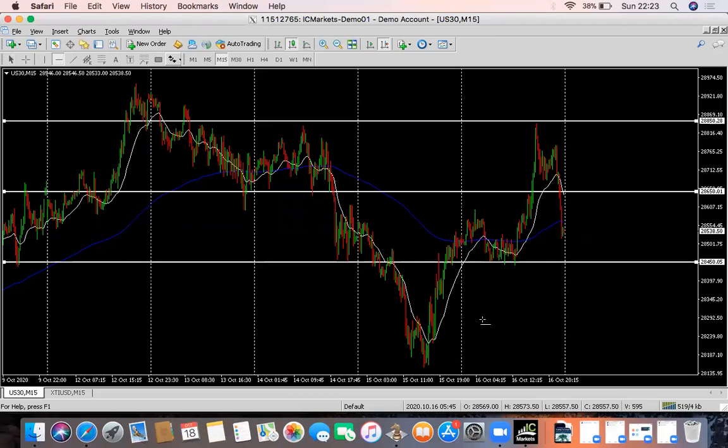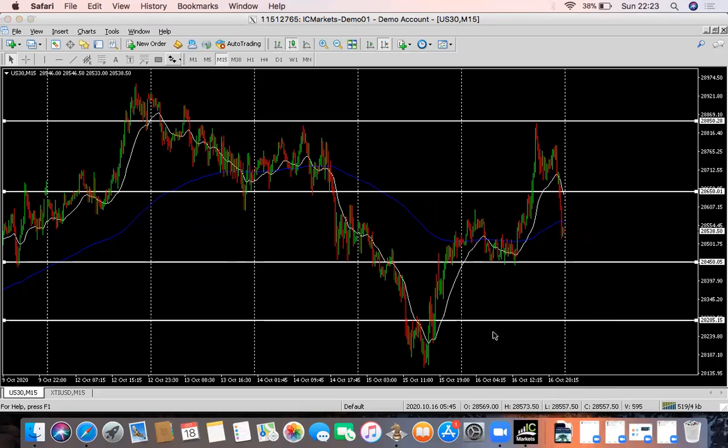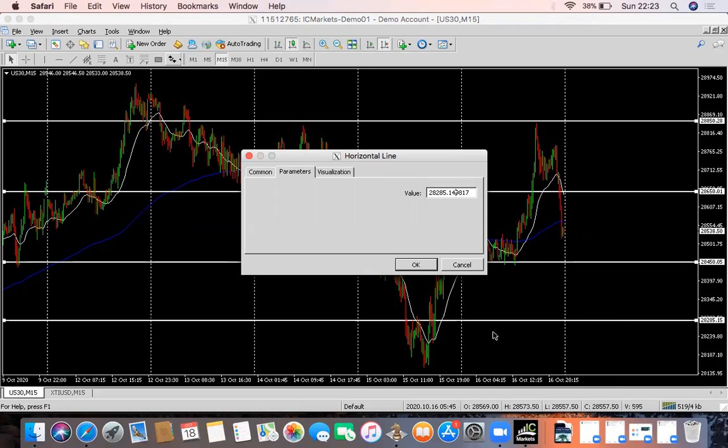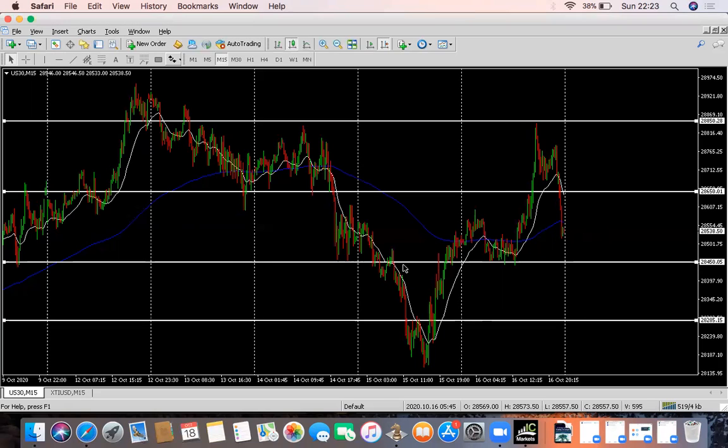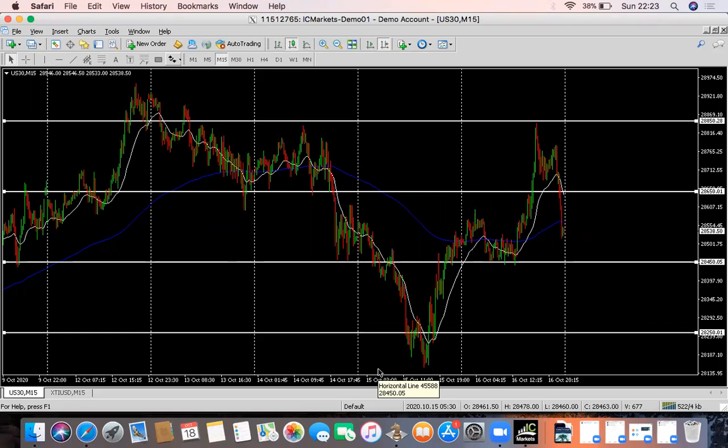And I'll have 250. Do you understand the sequence? So it's like 200 points difference for each. So you're just placing these horizontal lines at these key points, these key levels. Yeah. These are key levels because the US30 respects those levels.